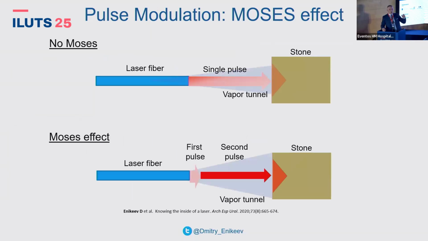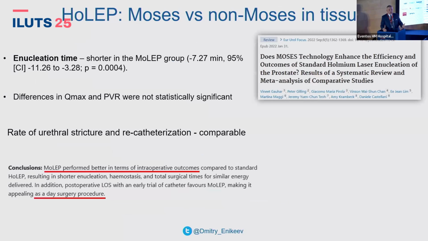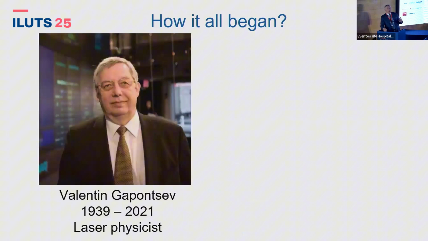The laser without Moses is very simple. It makes a short pulse which creates the vapor tunnel, and energy goes to the tissue or to the stone. The laser with Moses effect at first makes a short pulse, which creates the vapor tunnel, and then the second pulse goes to the stone and to the tissue. And this modulation has advantages in stones and in soft tissues. But now I'll try to talk about something else, something new. Welcome to the 21st century.